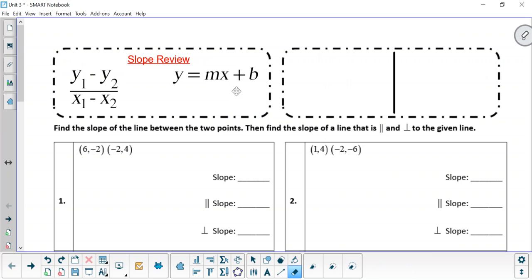With this slope review, we have 2 ways that we find slope. The first way is like we did last unit, where you have your 2 points and you use your fraction, y1 minus y2 over x1 minus x2. The second way comes from an equation, which we haven't talked about in geometry, but you talked about in Algebra 1. Y equals mx plus b, where the m represents your slope.